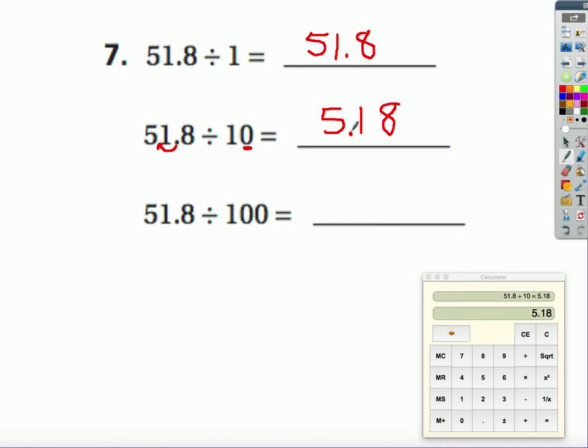So 5.18. Now the next one, I'm going to do the exact same number again, 51 and 8/10, but this time I'm going to divide it by 100. You'll notice the digits are still the same, but now the decimal traveled 2 spots over and made 0.518. That's because 100 has 2 zeros or 2 decimal places, so it moved 2 spots.